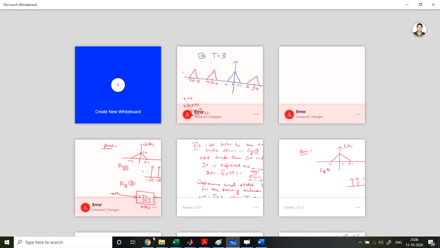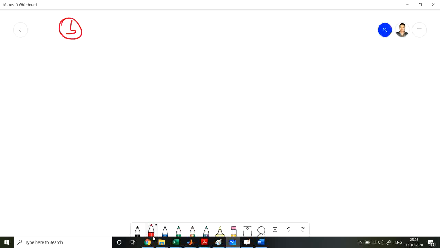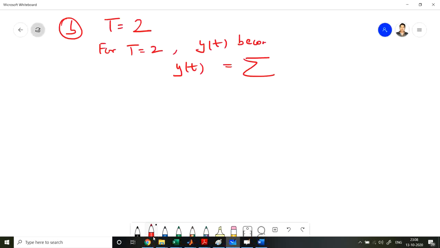Now let us do the second part. In the second part we are taking capital T equals 2. So for part B, for capital T equals 2, y(t) will become summation n equals minus infinity to plus infinity h(t minus 2n). So let us plot this.